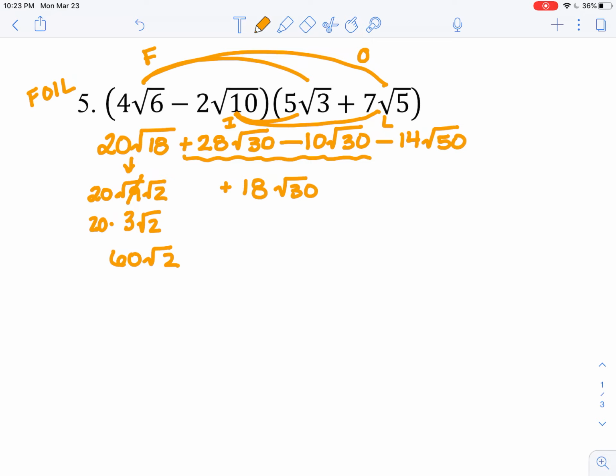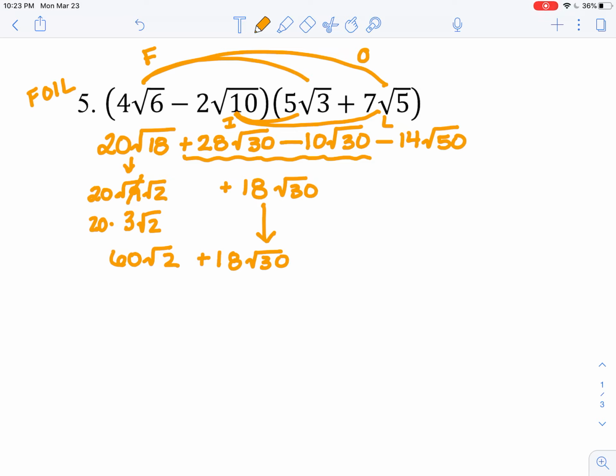The middle two terms that I combined together to get 18 root 30, there's actually no perfect square number that goes into 30. So this term is as simplified as it can get. So I'm going to simply bring it down. So plus 18 root 30.